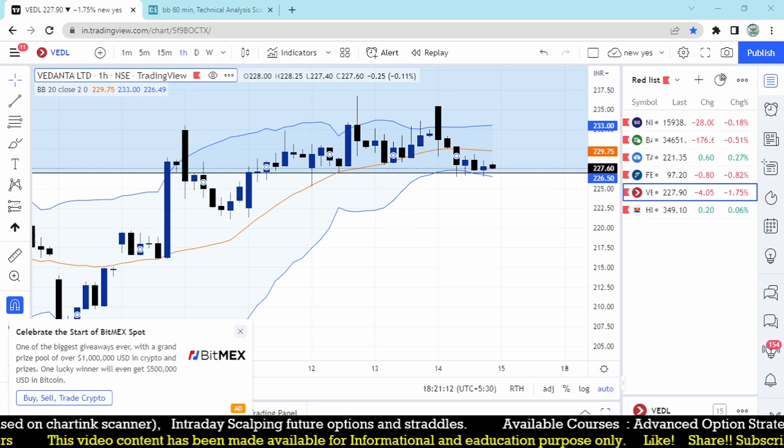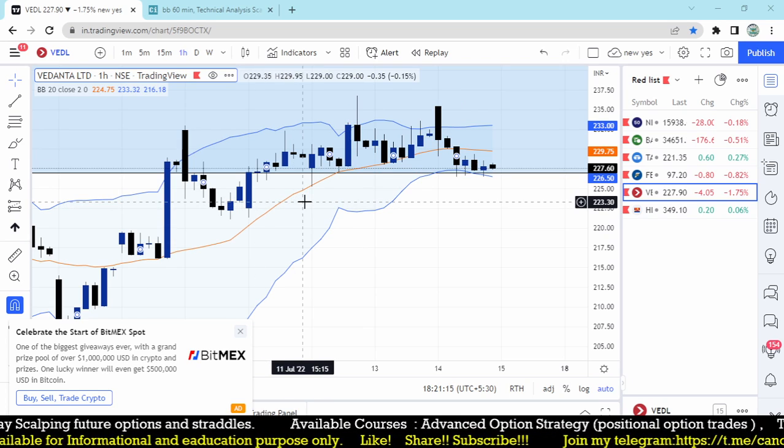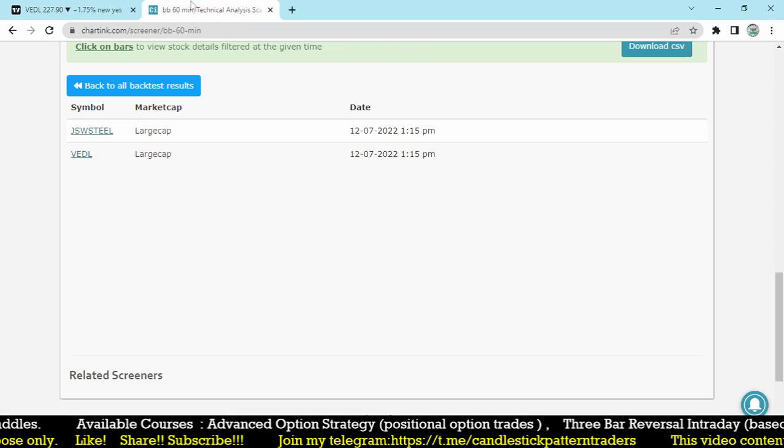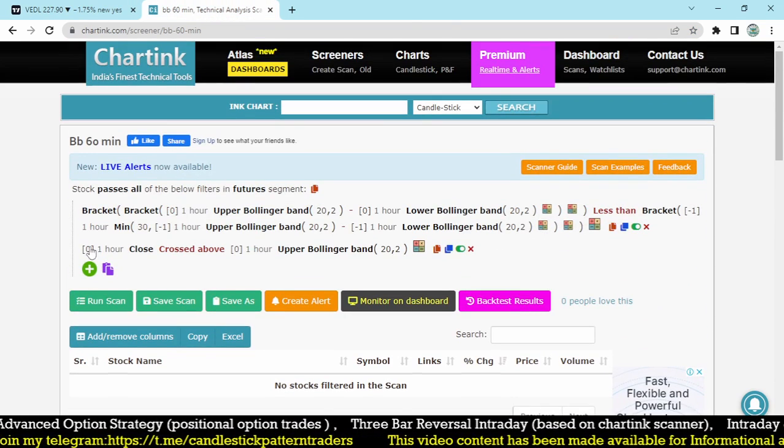So we have to plan which kind of stock we are going to take. If the stop loss is large, we should avoid it. If the stop loss is good, we can focus on it. So this is the parameter we are using.